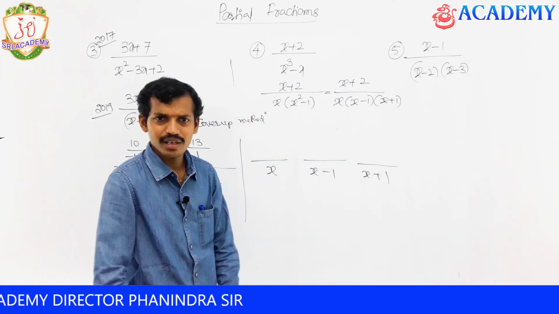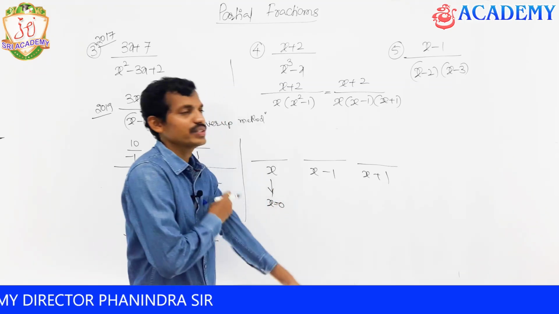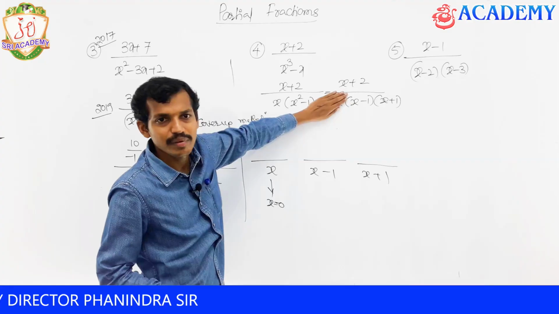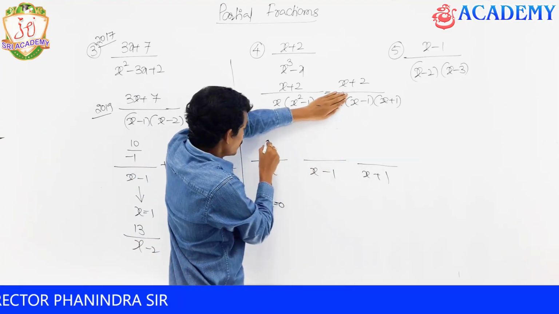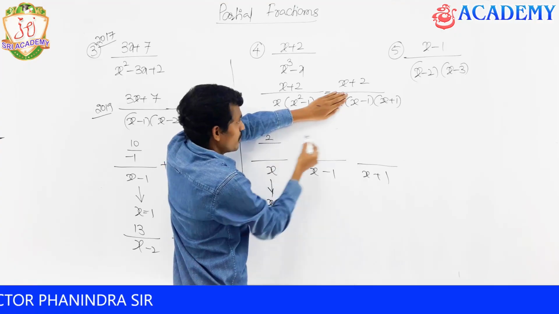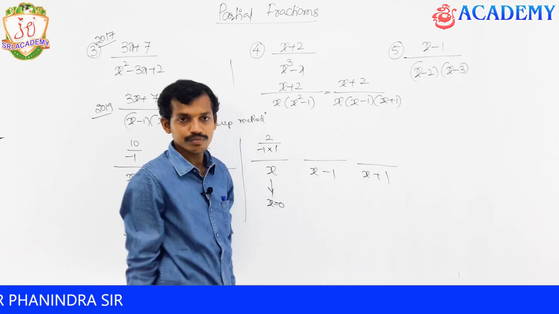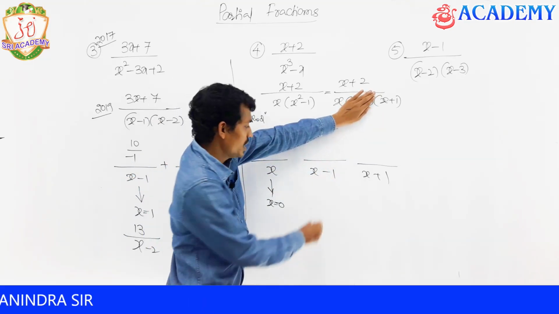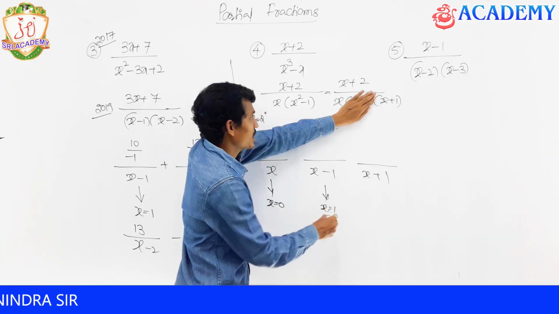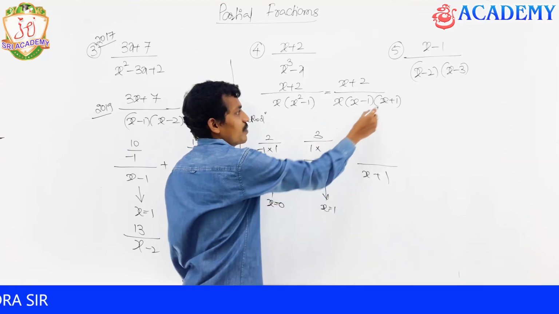Same concept. Eliminate, substitute. Here, where it is eliminated, x equal to 0. Once again cover up method. Eliminate x, substitute x equal to 0: 0 plus 2 is 2 divided by 0 minus 1, minus 1, into 0 plus 1, 1. For this one, eliminate x minus 1, substitute x equal to 1: 1 plus 2, 3 divided by 1 into 1 plus 1, 2.